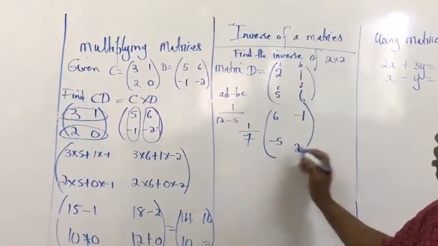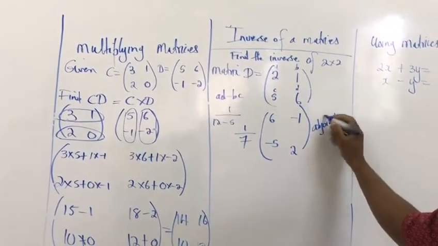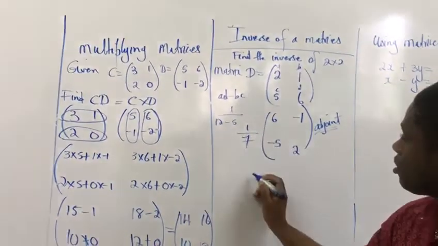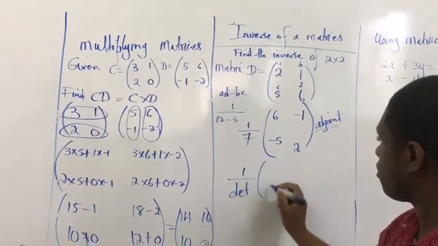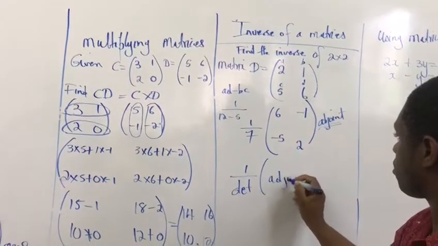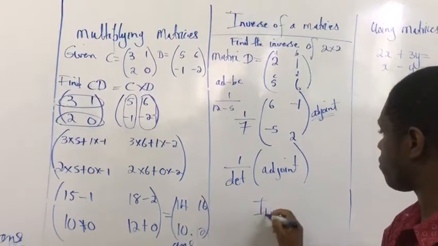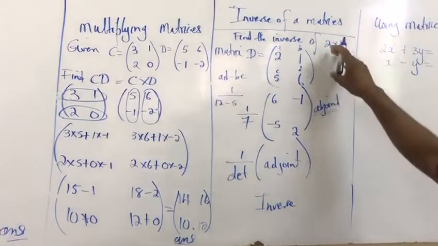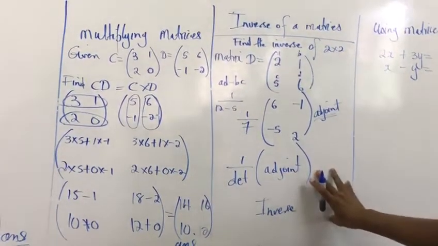Now this part is called the adjoint. Together, this is the 1 over the determinant, so this is the general formula: 1 over the determinant times the adjoint. And together all of this gives you the inverse. You have to know this because sometimes CSEC will only ask for the determinant or they ask for the adjoint, and sometimes they ask for the inverse.